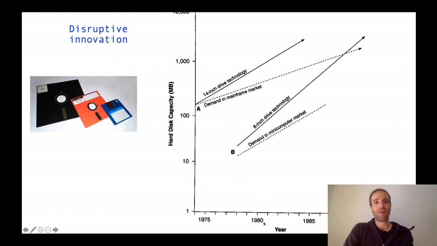Then, around 1978, a new type of technology, which we call 8-inch drive technology, appeared. And at the beginning, this technology was worse than what we had before. And so it was not useful for the mainframe market, but it was useful for the mini computer market, what we call the PCs.